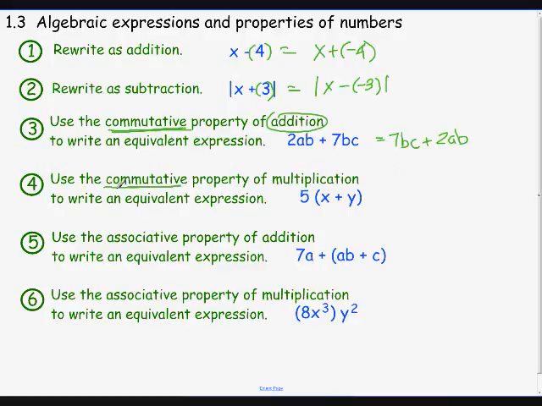Now we're going to use the commutative property of multiplication. We're looking at this factor, which has 2 terms in it, and this factor. Our first factor becomes our second, and our second factor becomes our first. Commutative property. Now we're going to do the associative property of addition. It's going to have everything in exactly the same position.